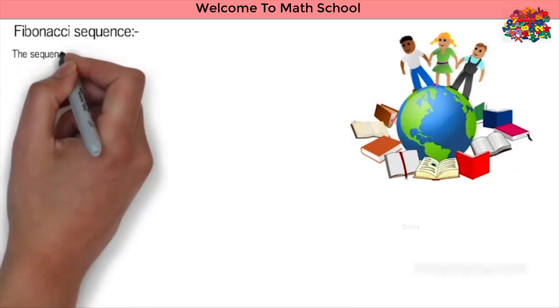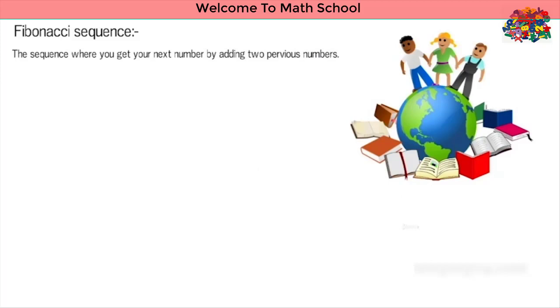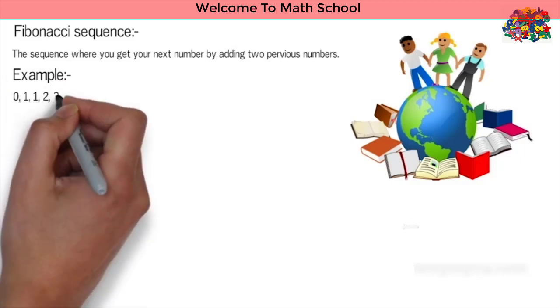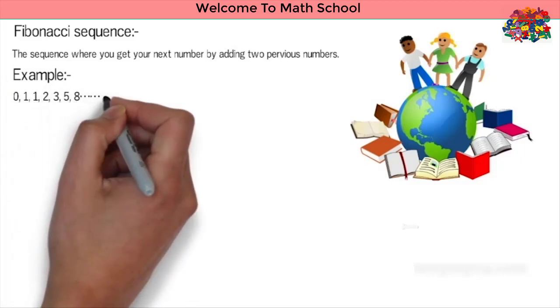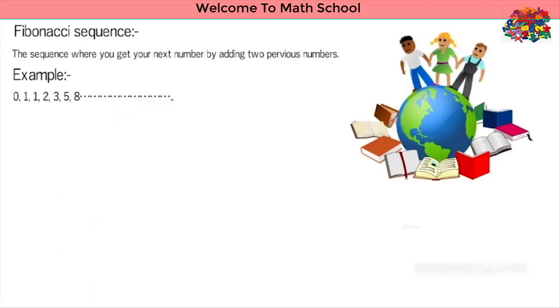Fibonacci sequence. The sequence where you get your next number by adding the two previous numbers is known as the Fibonacci sequence. An example of this is 0, 1. If we take 0 plus 1, it will be 1, then 1 plus 1 is 2, then 1 plus 2 is 3, 2 plus 3 is 5, and 5 plus 3 is 8, and the series will go on.